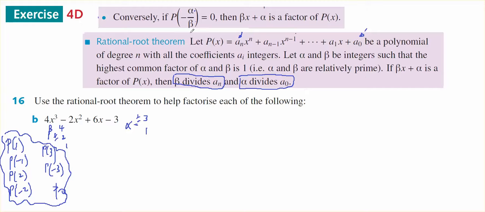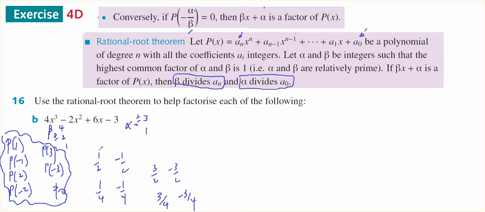Since I'm putting in alpha on beta, I basically can have 1 on 2 or -1 on 2, choosing a 1 here and a 2 there. I can have 1 on 4, -1 on 4. I could have 3 on 2, -3 on 2, or 3 on 4, -3 on 4. One of those 8 is going to work.